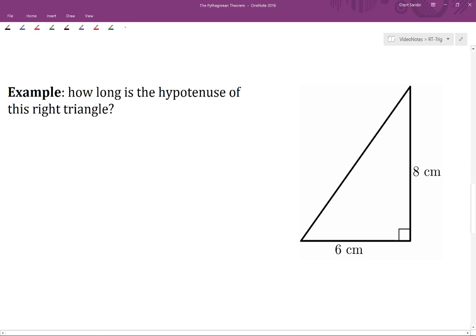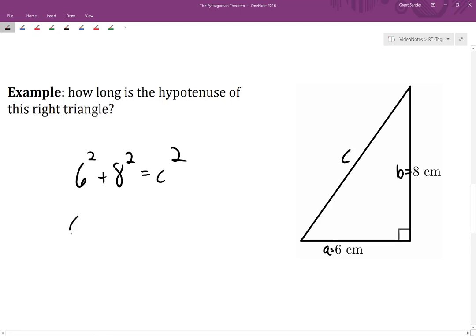So we have a right triangle here. We know the lengths of the shorter sides, but we don't know the length of the hypotenuse. We want to know how long the hypotenuse is. So we'll call this hypotenuse c, and if it makes it easier for us, we can call this a and this b. So what we know is 6 squared plus 8 squared will be equal to c squared.